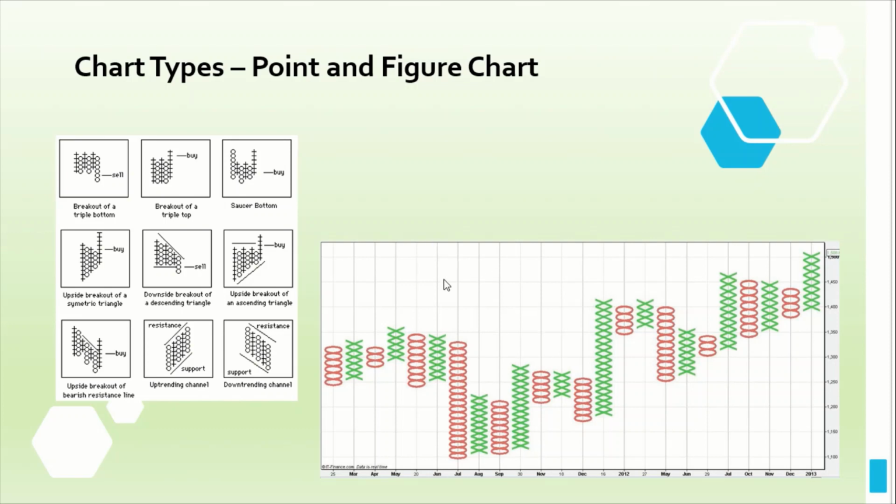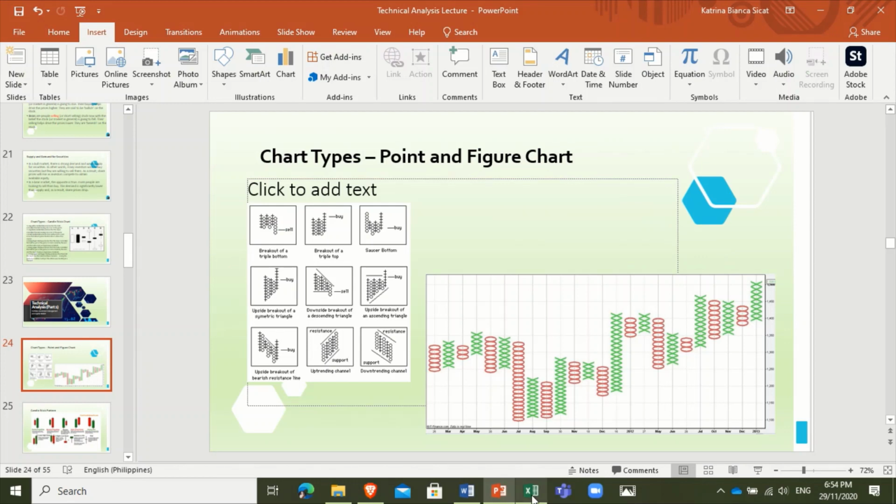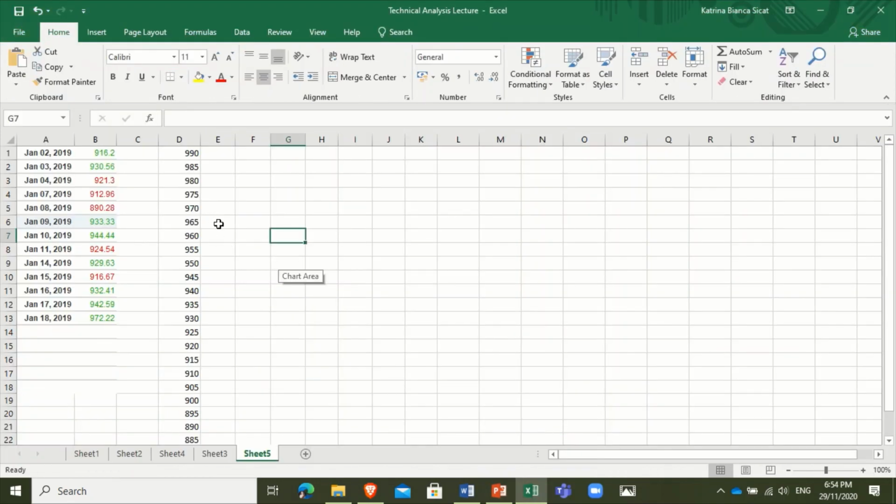Remember kapag traders kasi pinag-uusapan short term. Kaya ang point and figure chart hindi gaanong ginagamit ng mga traders. It's because the point and figure chart is more on a long-term type of trading. Okay? Hindi siya short-term. It's really long-term. So, siguro pakita ko na lang sa inyo paano pinaplot yung point and figure chart. So, I've made an example right here. Okay, punta tayo dito sa aking Excel sheet.